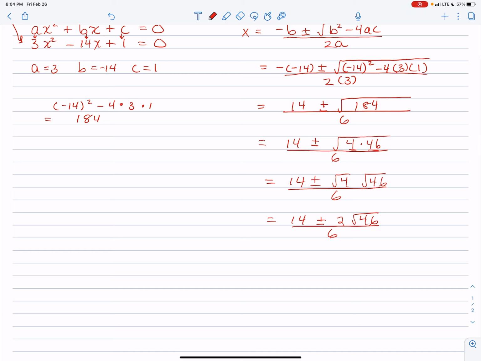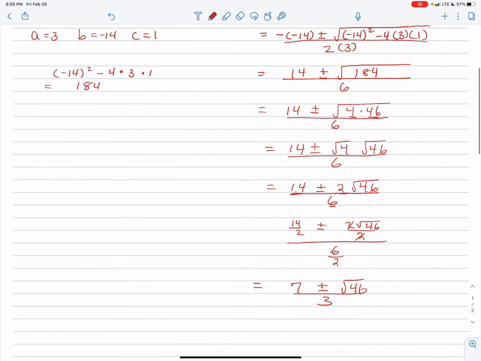Now, notice that 2 will divide evenly into both terms of the numerator and into the denominator. So we're going to do that. I'm going to divide each term of the numerator by 2, and I'm going to divide the denominator by 2. So this 2 goes into each term of the numerator, and it goes into the denominator. So when I simplify that, I have 7 plus or minus, 2 over 2 cancels, square root of 46 over 3.